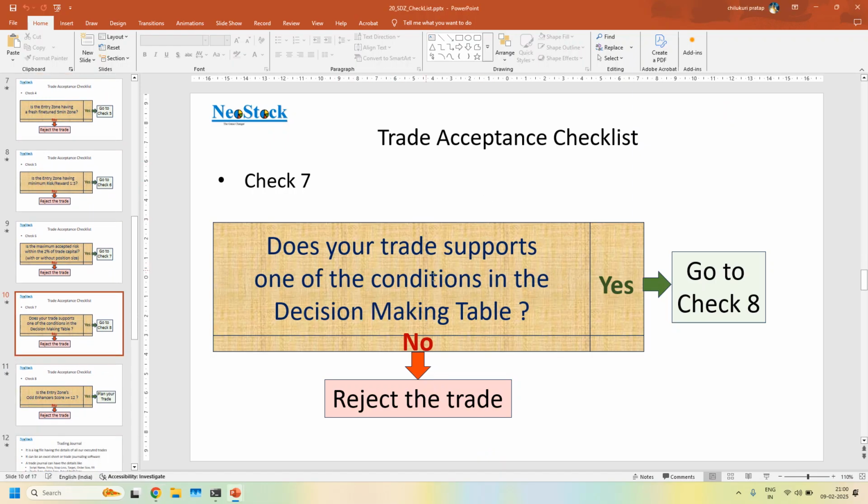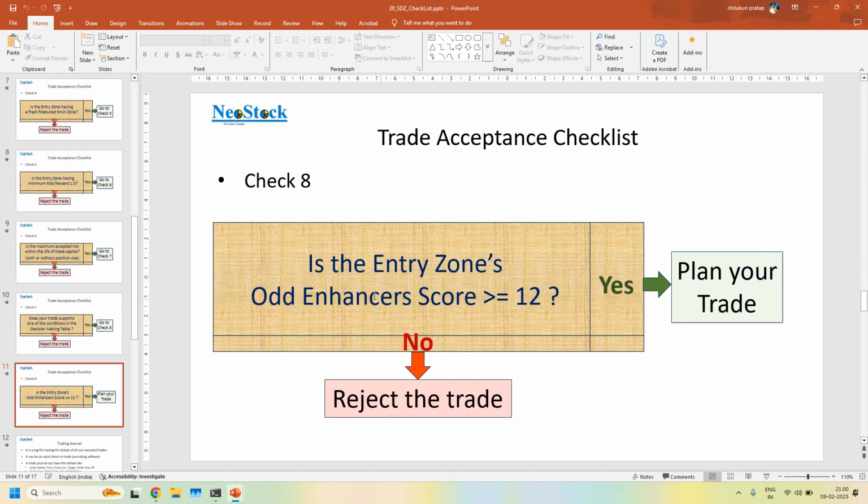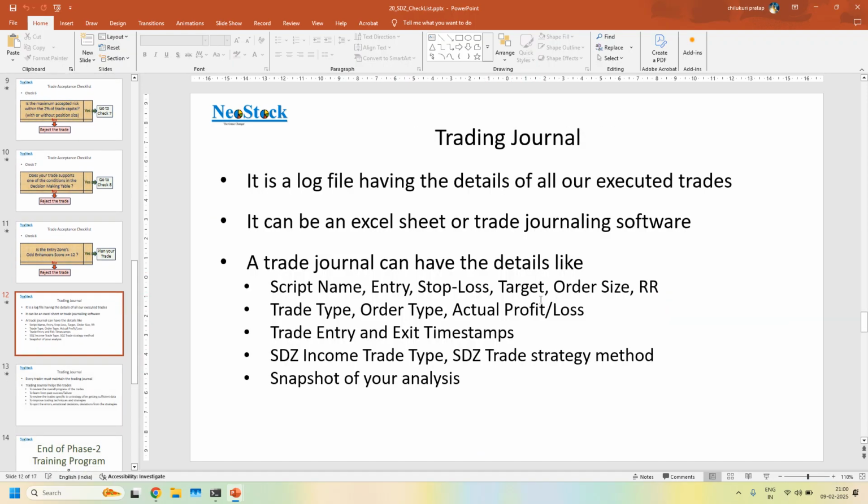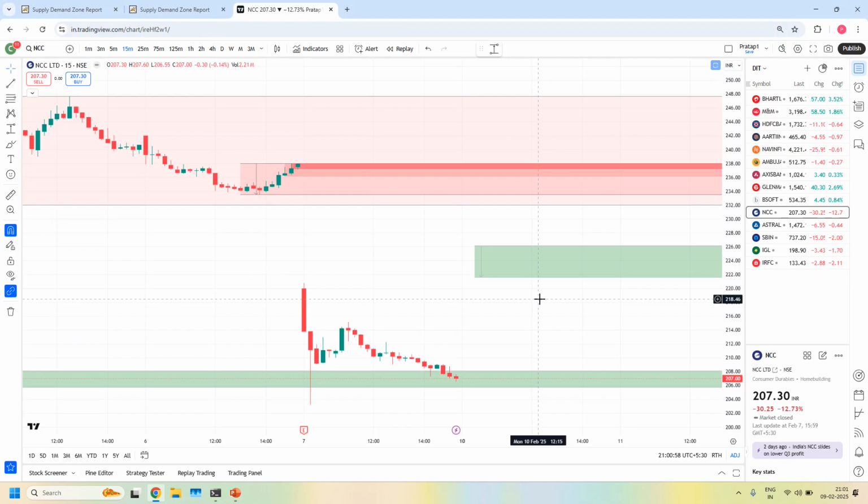And does the trade support the decision making table? Yes, our software itself takes care of that as per the table. And we filtered based on more than 12 only. So we achieved that. Some of the things we have already taken care of. That means the software maximum helped in reducing your manual effort. Now you have only minimal effort that you should take care of.